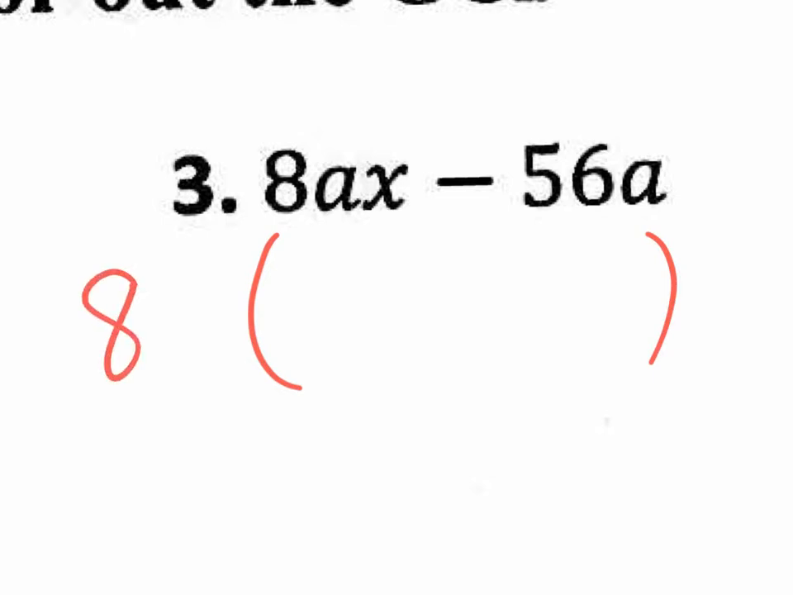And also there's an A in both terms. So let's pull out that A as well. So 8A is the GCF. If I pull out an 8A, what will be left here and here? 8A times what gives me an 8AX? X. 8A times X will give me an 8AX. How about 8A times what gives me a negative 56A? Minus 7. And that's it.